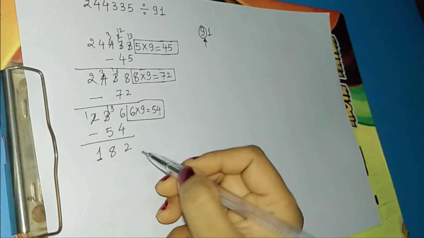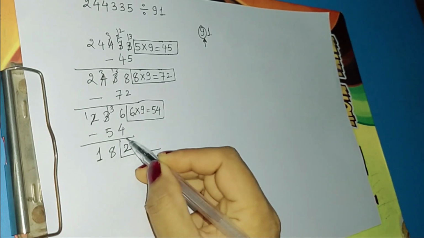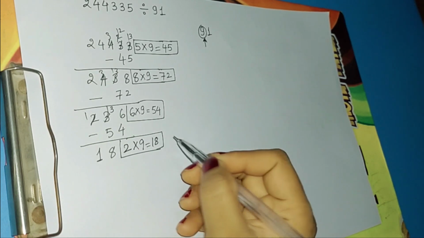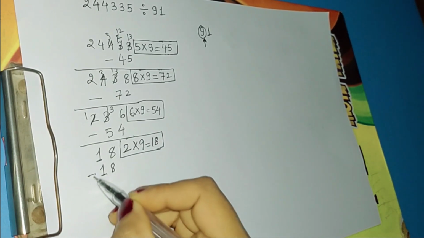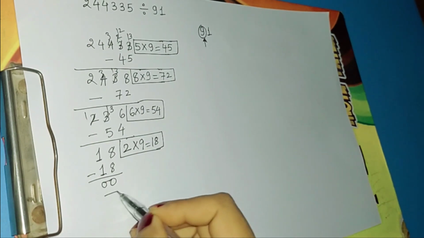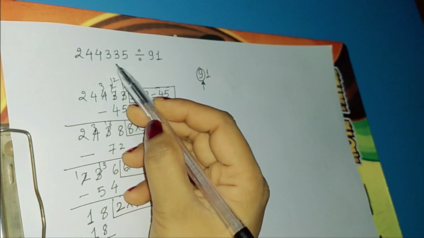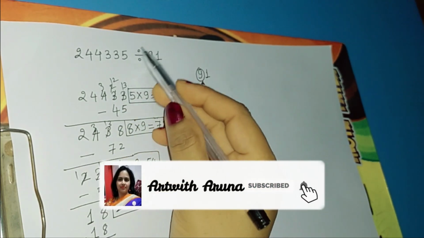Here it is 1. Take the last digit of this 82, that is 2. Multiply this 2 by 9. So here 9 times 2, that is 18. Now subtract this 18 from this 18. So 18 minus 18 is 0 here. So finally we got 0 here. It means the given number 2,44,335 is completely divisible by 91.